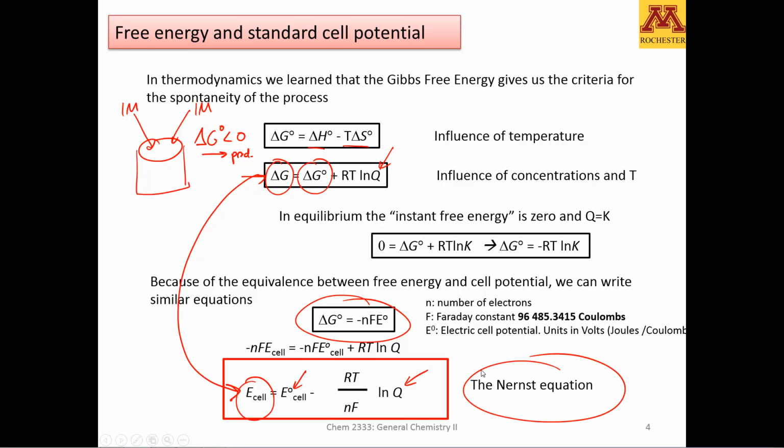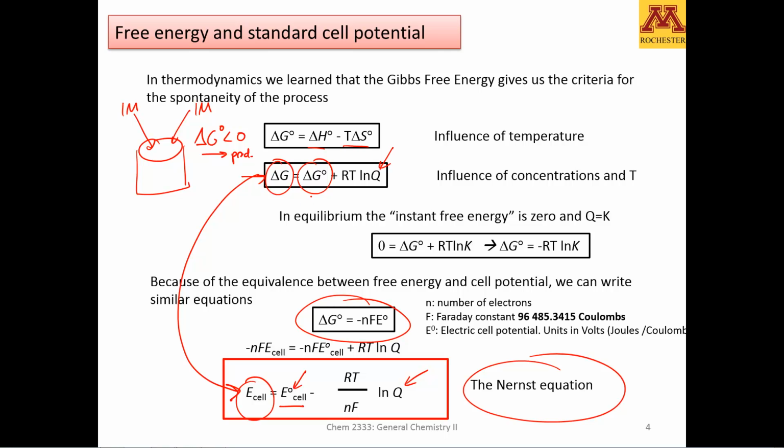so-called Nernst equation. Nernst equation is named after a very famous German scientist, Walter Nernst, one of the founders of thermodynamics. And what you need to acknowledge here is what each of the variables is. As we said, this is the standard cell potential that you can find in tables. That does not depend on the concentration.